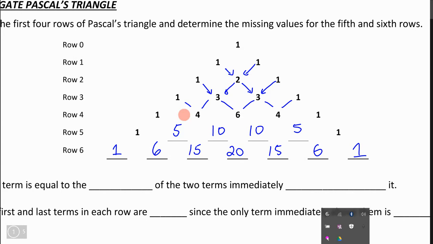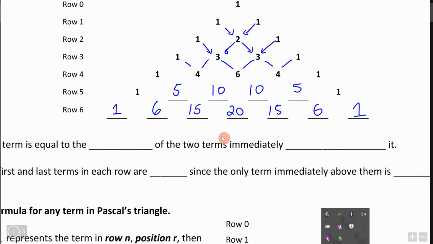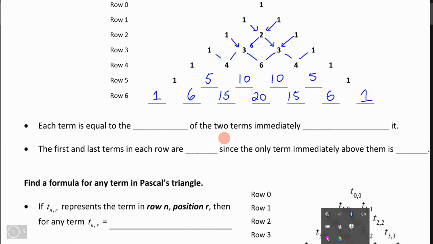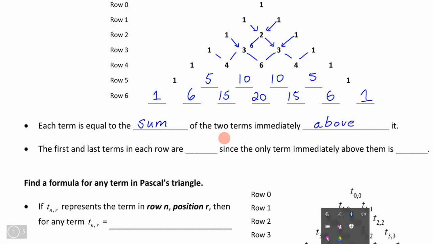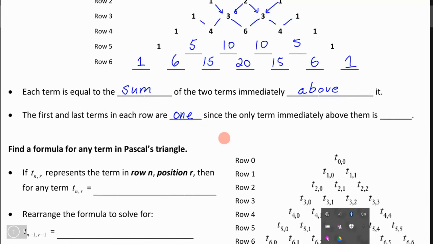So how does this triangle work again? I'm going to write down exactly how it is in your notes. Each term is equal to the sum of the 2 terms immediately above it. The first and last terms in each row are 1, since the only term immediately above them is 1.